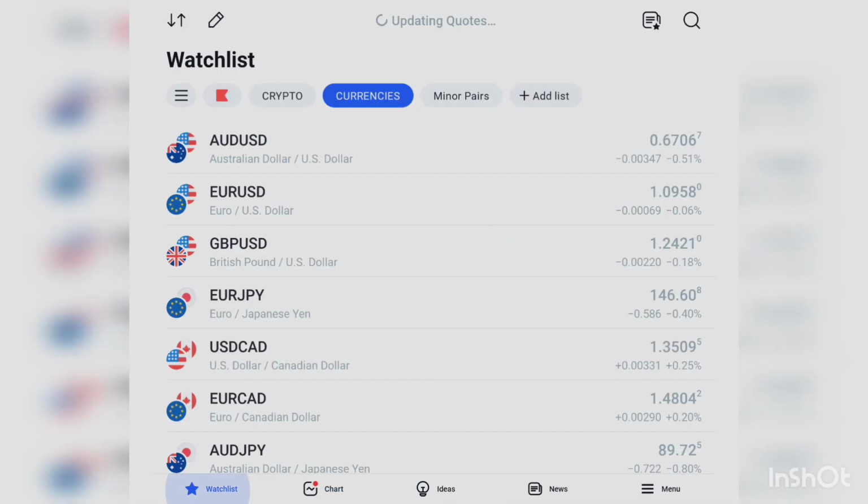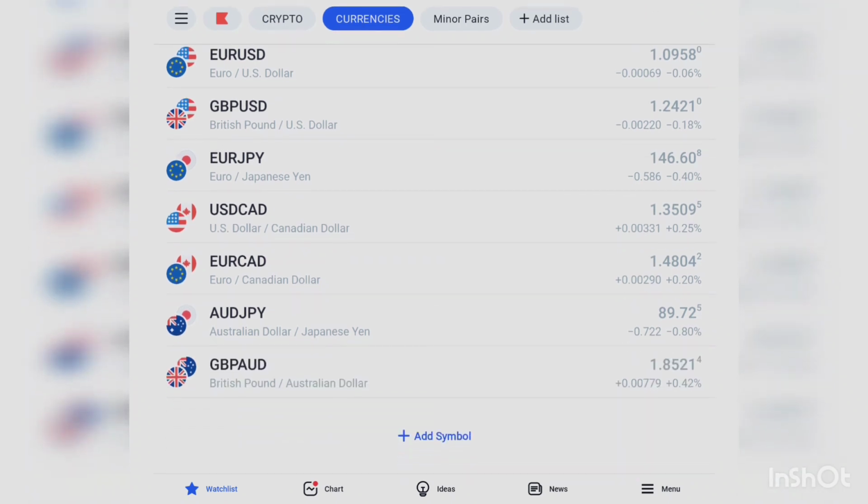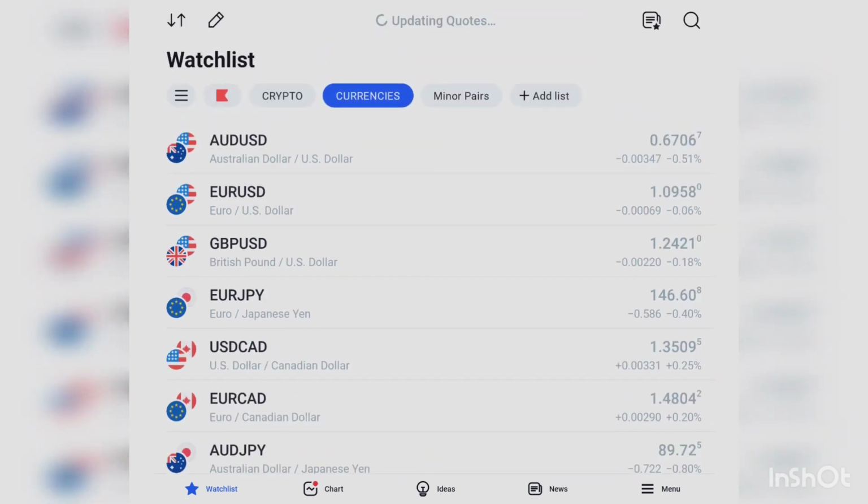Okay, so basically this is my TradingView, and these are the pairs that I enjoy trading. I enjoy trading AUDUSD, EURUSD, GBPUSD, USD CAD, mostly. I enjoy trading these major pairs, not minor pairs.